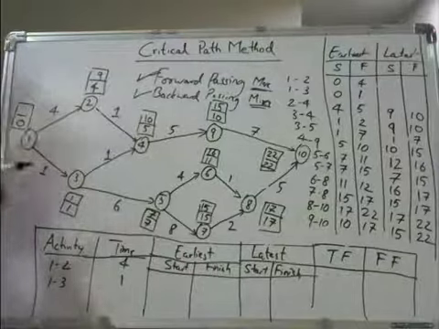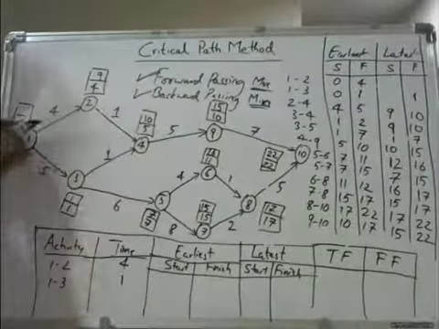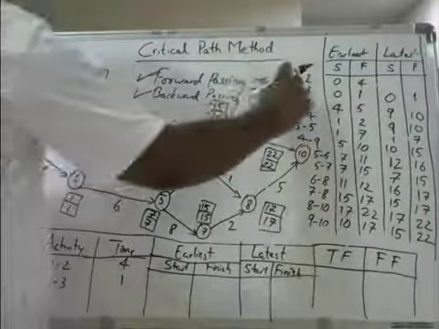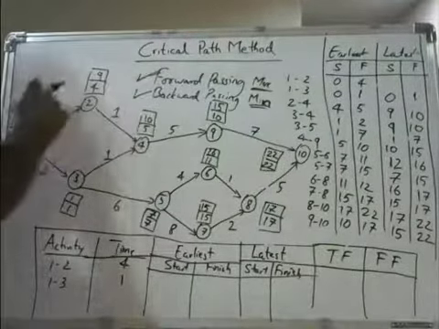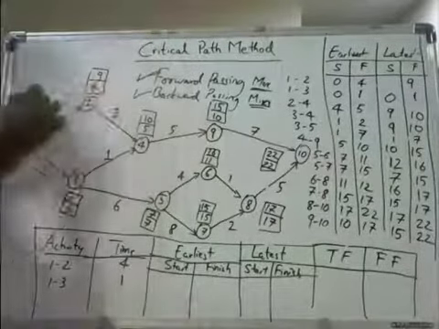Let us see. 1 to 3 is how much? Starting from 1, 1 minus 1 is 0. Then 1 to 2. 1 to 2 is here. Starting with 9, 9 minus 4 is 5.